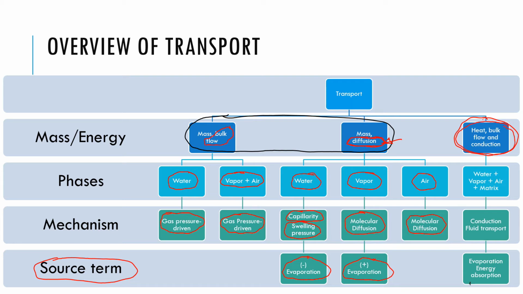Heat transport also has conduction, that is the diffusion part of it, and also bulk flow. So let's look at how we include them. The phases in heat transfer are all four: water, vapor, air, and the solid matrix.